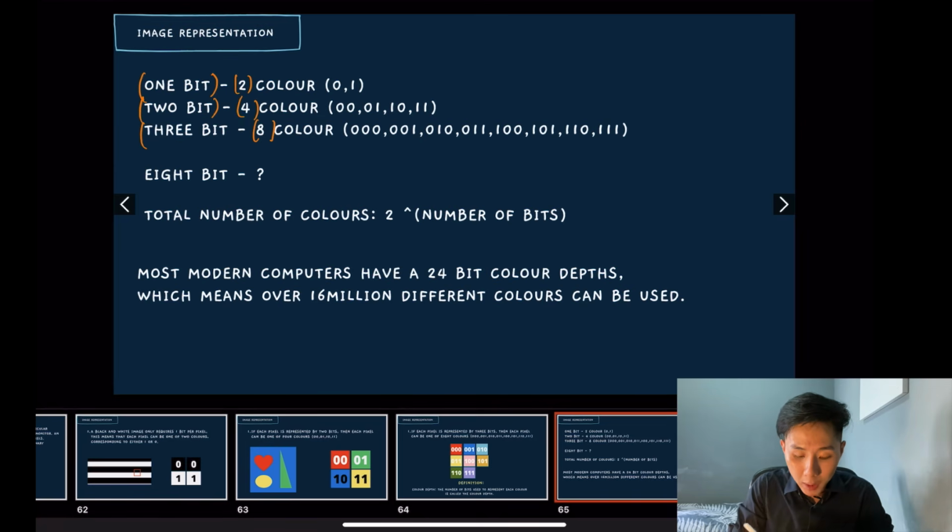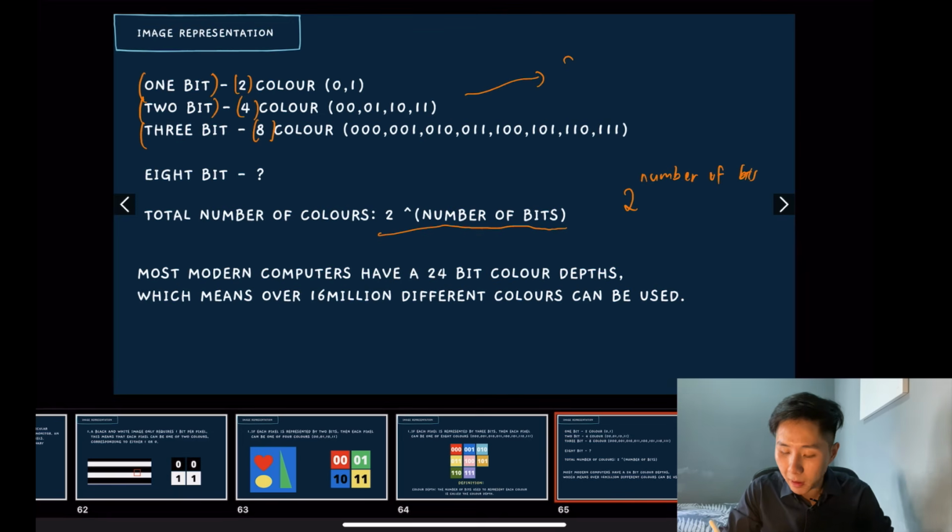So what about 8 bits? We need a formula to calculate this. And the formula that we can use to calculate the number of colors is 2 to the power of the number of bits. If I have 2 bits here, I'll use 2 to the power of 2, and as you can see, I would have 4 colors. However, modern computers that we are using now usually have 24 bits color depth, which means they can produce over 16 million different colors. Alright, so that's how computers can produce a variety of colors.